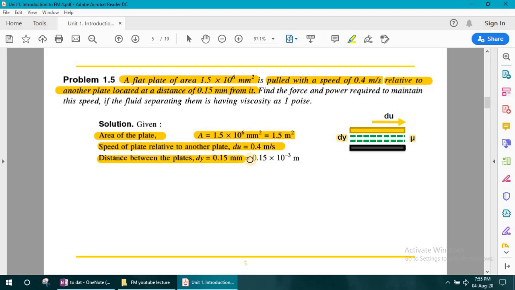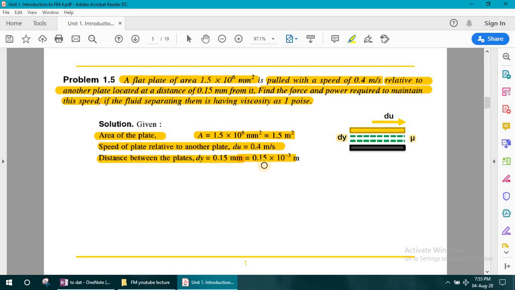Again, millimeter has to be converted into meter, that is 10 raised to minus 3. So this is the distance between the plates. Now we have to find out the force and power required to maintain this speed. So we have to calculate the force and power, with the fluid separating them having viscosity 1 poise. See, in this problem viscosity is directly given, but we have to calculate the force and power.